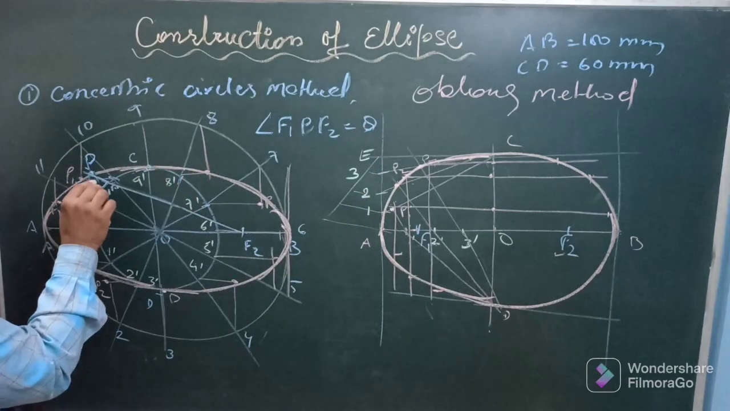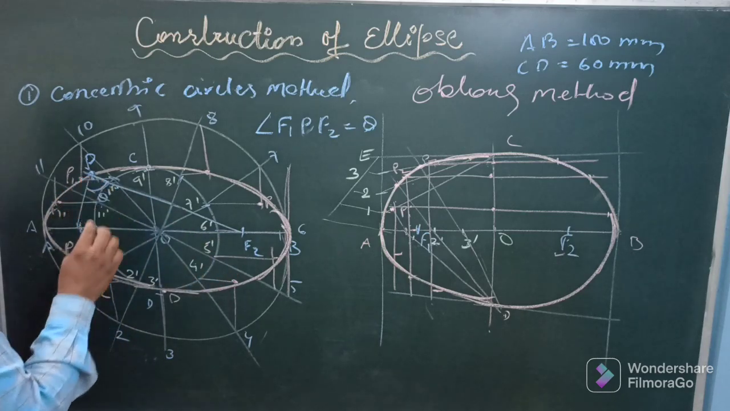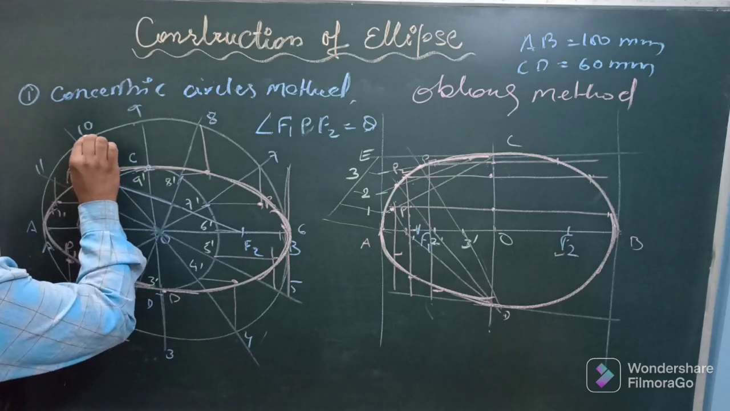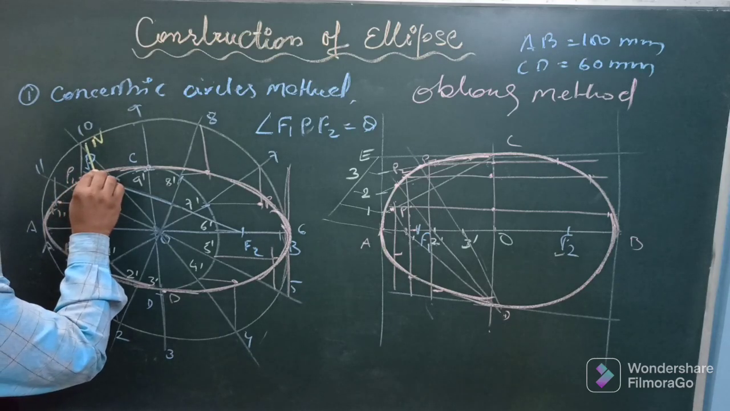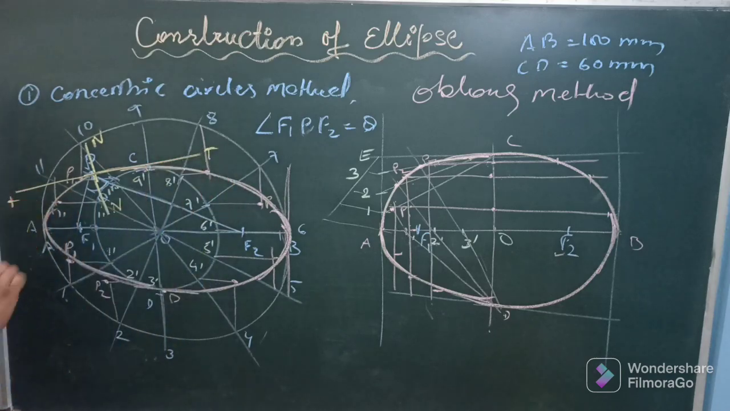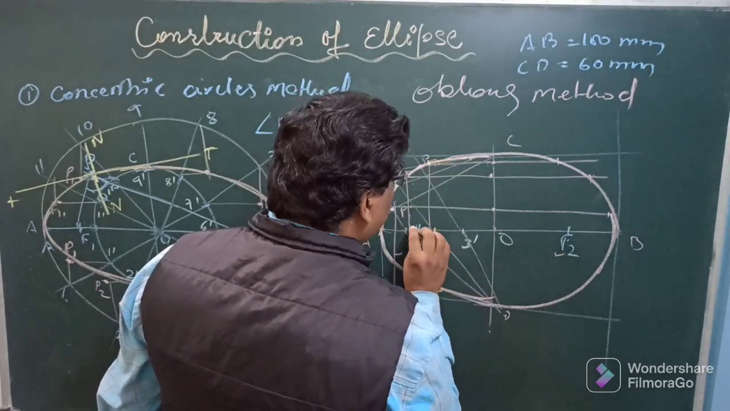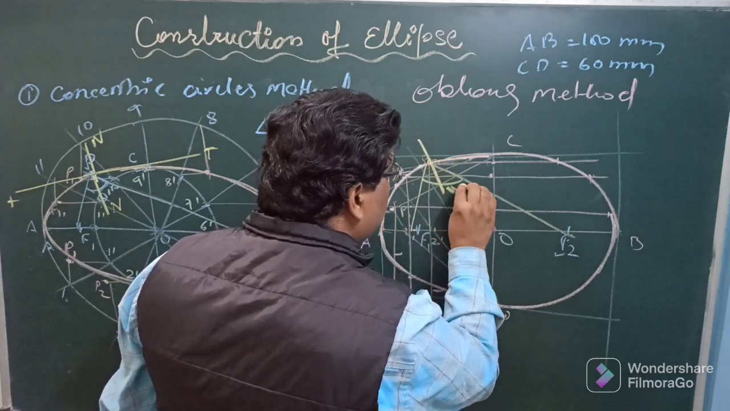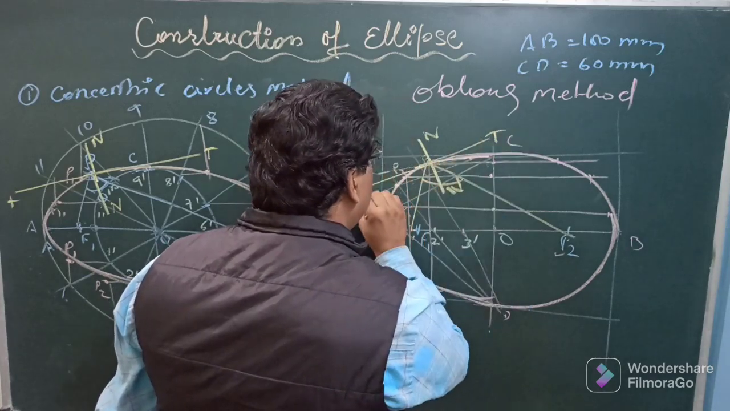What you need to do, just bisect this angle F1 P F2. So the bisector will be the normal on the curve. This is the bisector, say for example, denote it with n. So this is the normal, and a perpendicular on this normal at point P will give you the tangent. So here also, if this is the point, join this point with F1 and F2 both, bisect this angle, this will be the normal, the bisector, and a perpendicular on this normal will provide you the tangent.